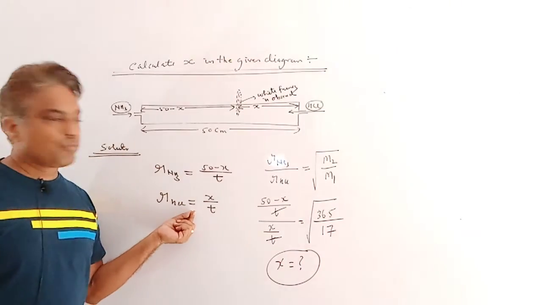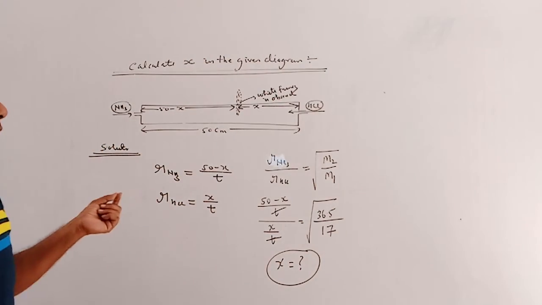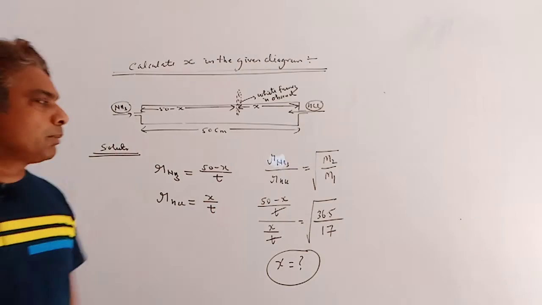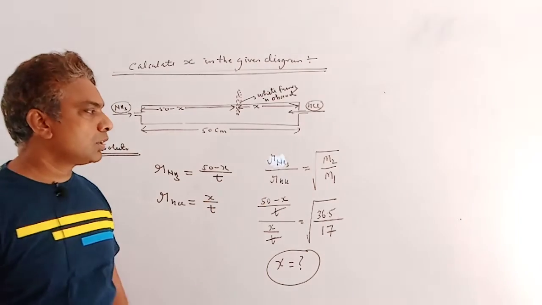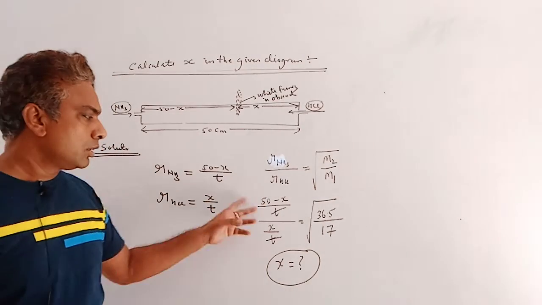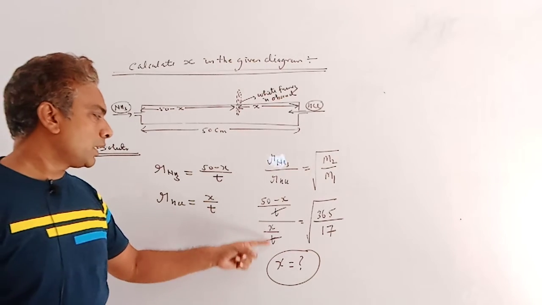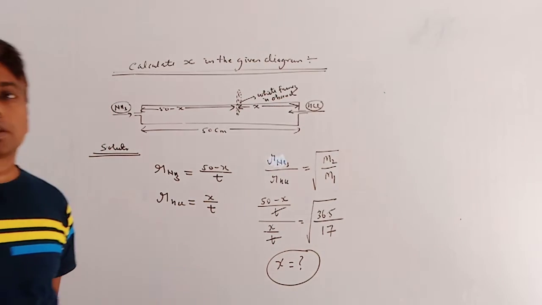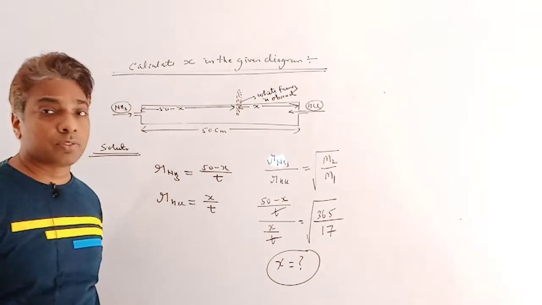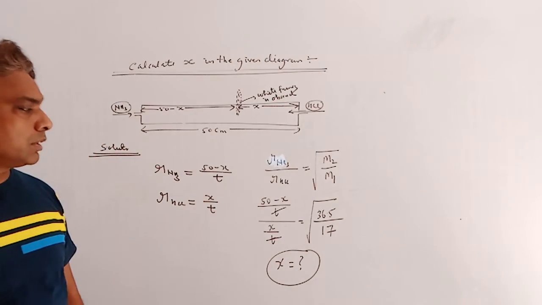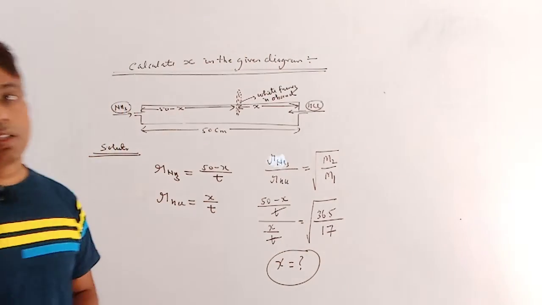Clear? So according to Graham's law, the rate of diffusion of ammonia divided by the rate of diffusion of HCl is equal to under root m2 by m1. Put the values. 50 minus X divided by X is equal to under root 36.5, which is the molecular mass of HCl, divided by 17, that of ammonia. Calculate X.